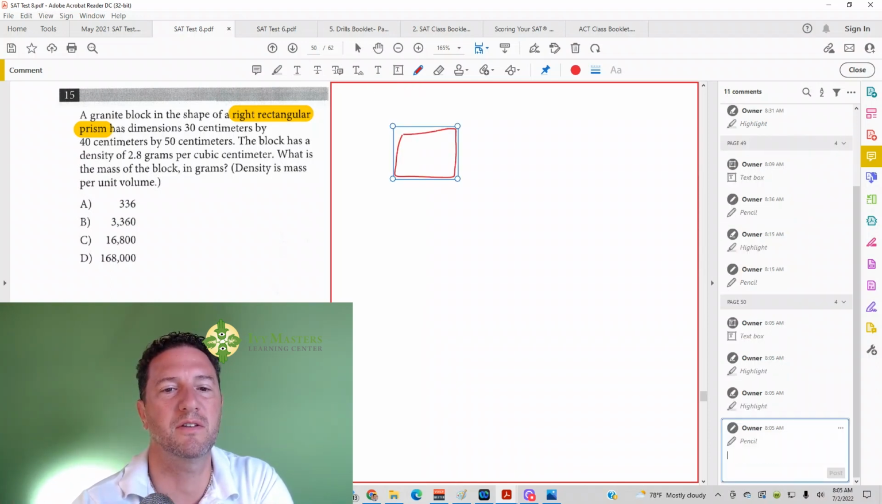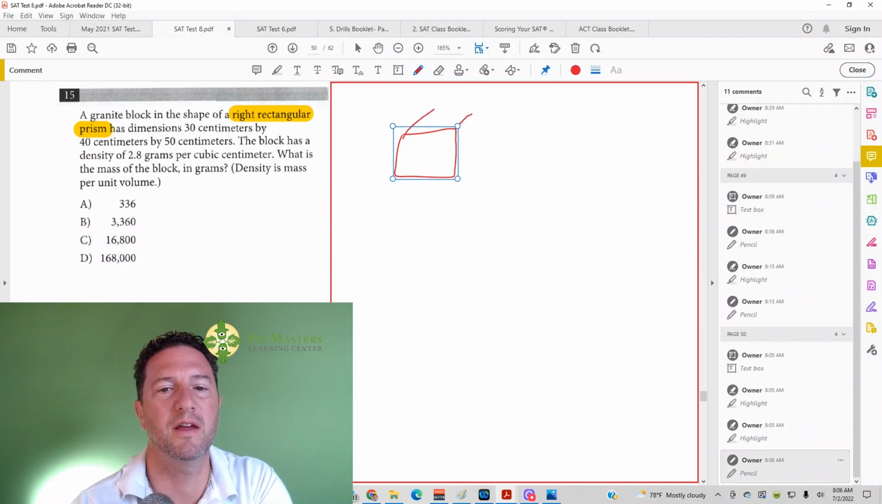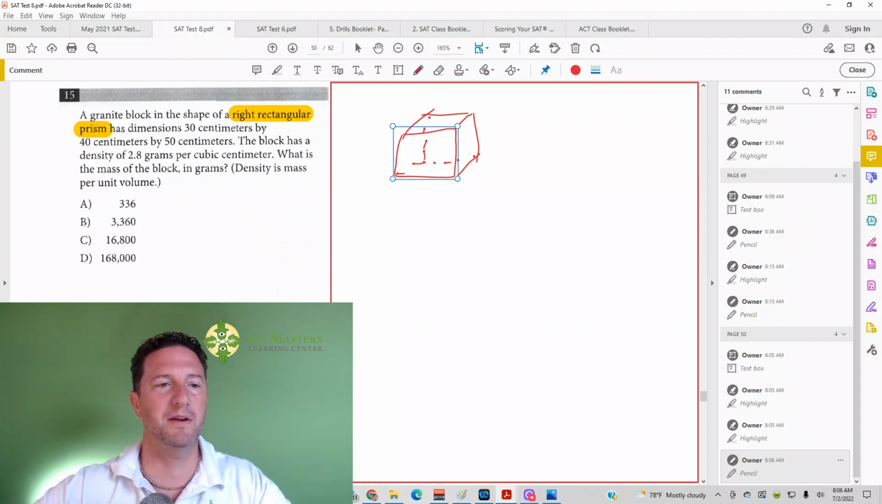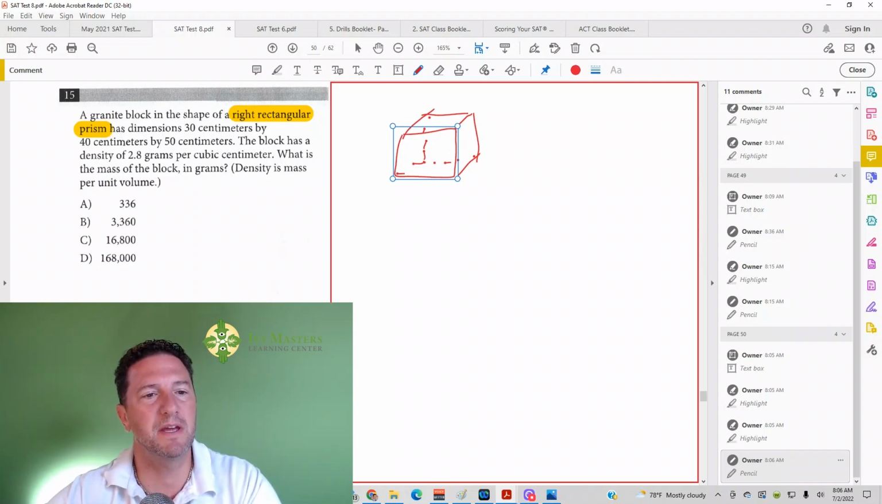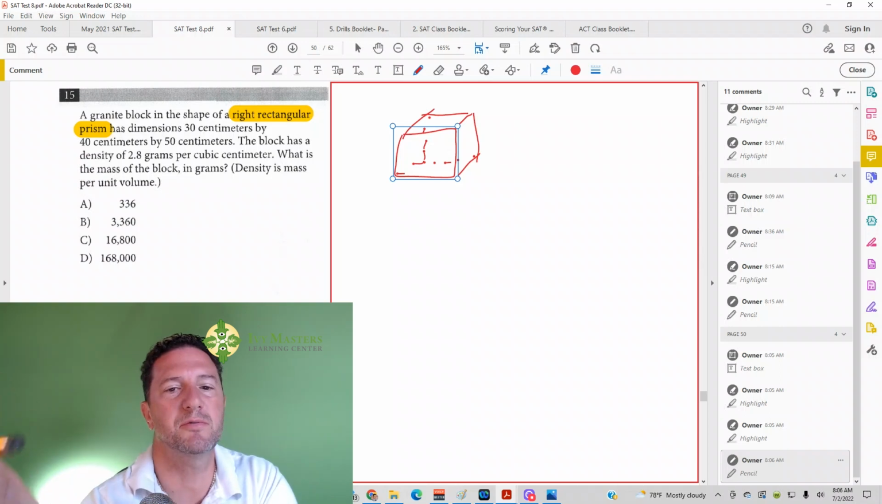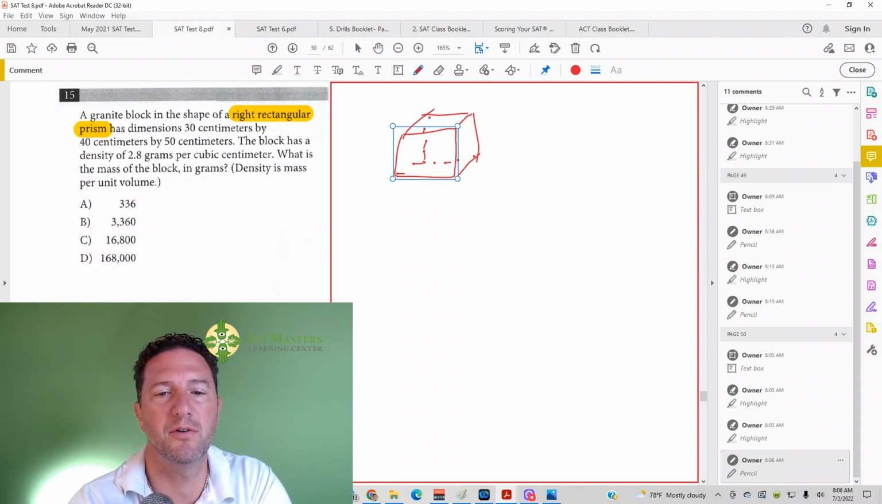It's going to look something like this. I am no artist, admittedly, but that's my best shot at making it 3D. I'm going to make dotted lines. That's the back of it. Okay. So anyway, it has dimensions 30 centimeters by 40 centimeters by 50 centimeters. And this is going to be kind of random, but we'll make it 30 here, 40 here, 50 here.